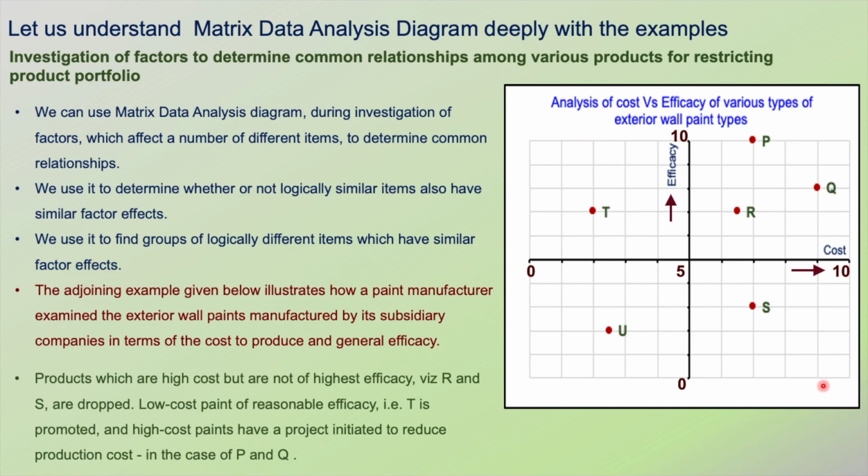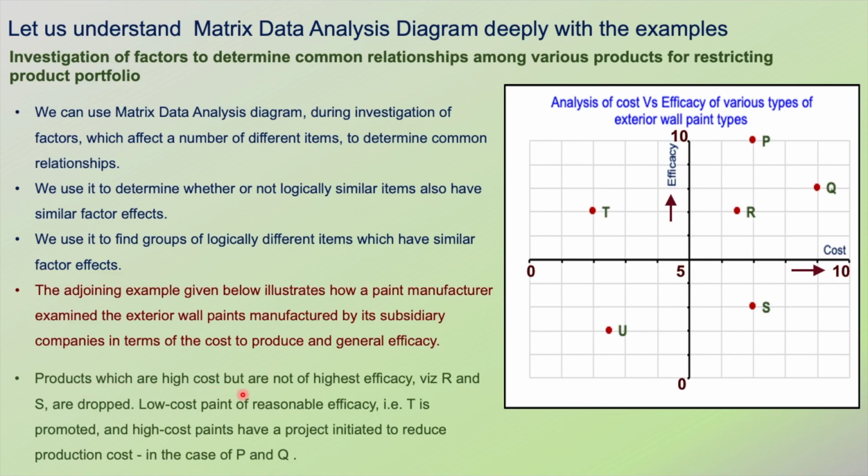The adjoining figure given below illustrates how a paint manufacturer examined the exterior wall paints manufactured by its subsidiary companies in terms of the cost to produce and general efficacy. So they are considering two factors, cost and efficacy. Against these factors they are considering various paint brands. So what is the investigation?